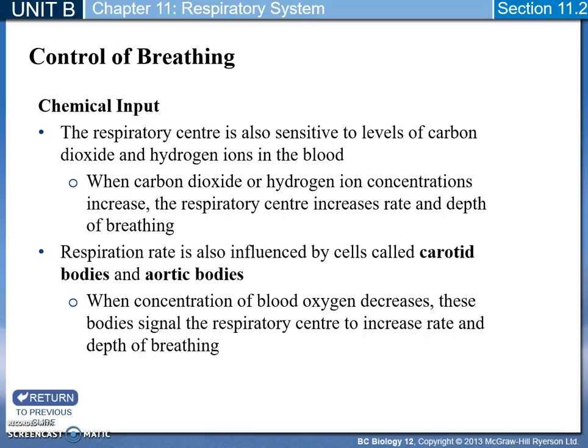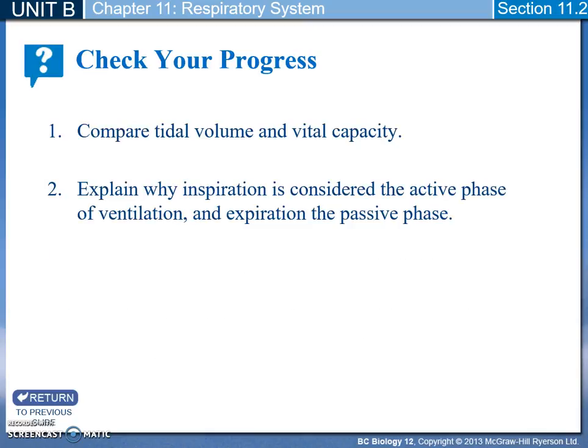Respiration rate is also influenced by cells called the carotid bodies and aortic bodies. When the concentration of blood oxygen decreases, these bodies signal the respiratory center to increase the rate and depth of breathing. There is a modulation by the blood oxygen levels, but more so from the carbon dioxide. That summarizes the process of inhalation and exhalation.